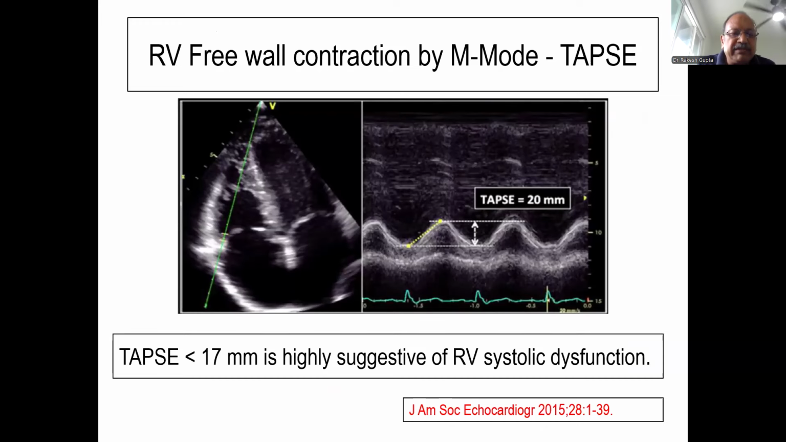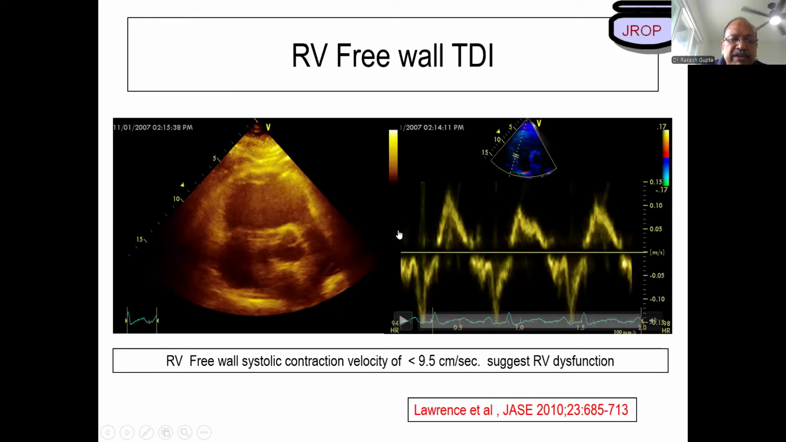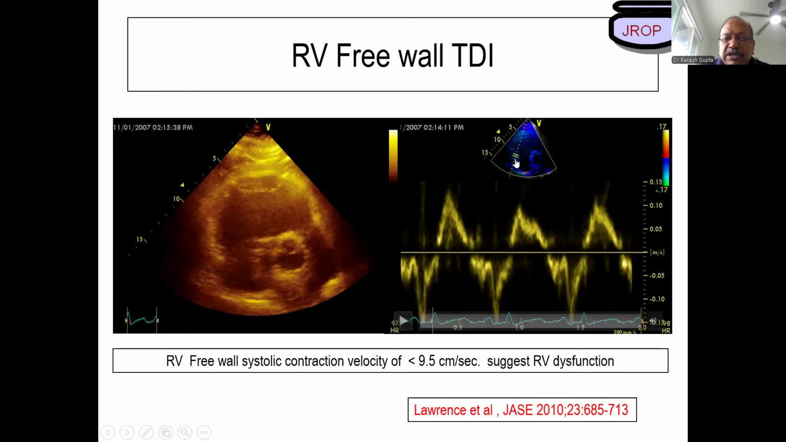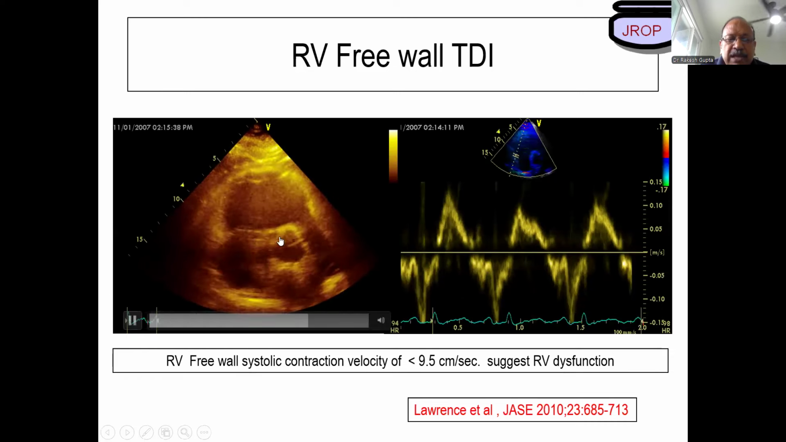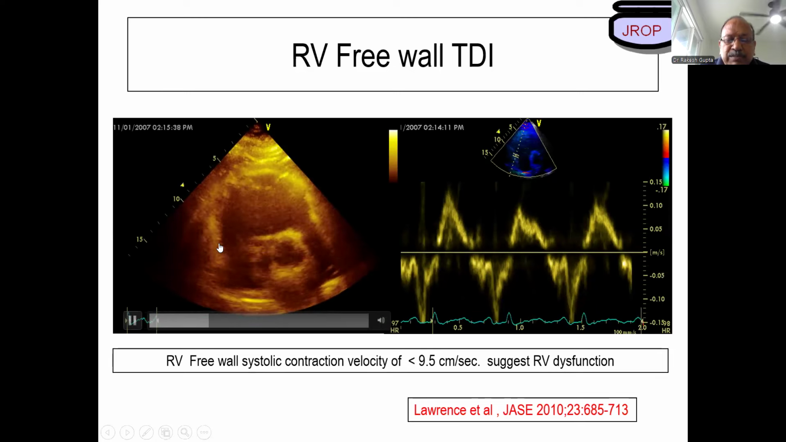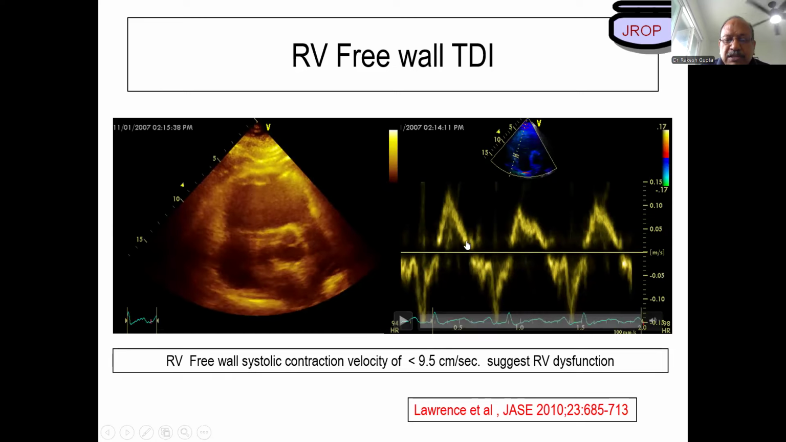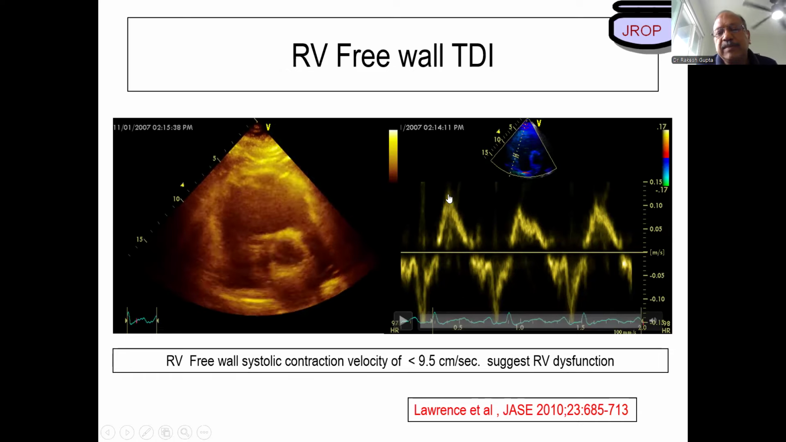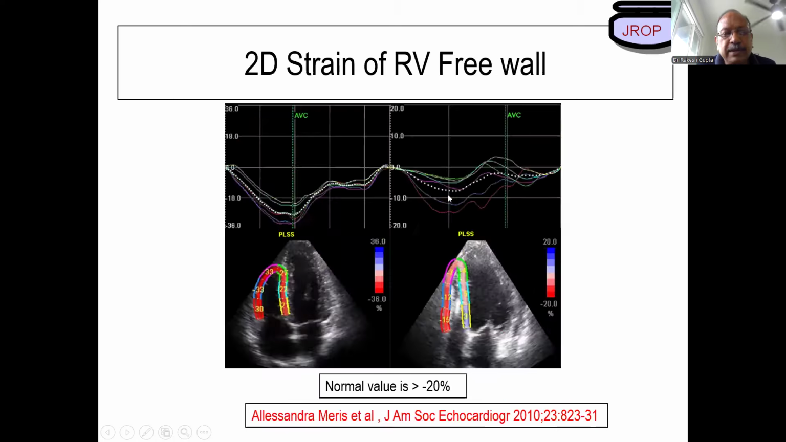Across the RV free wall, we have just put a line across this RV free wall to measure the systolic anterior motion, the tricuspid annulus plane systolic excursion. Same thing, if I put my pulse wave sample volume at the RV free wall, in this short axis view or in apical 4-chamber view, you put a sample volume at this point, what you get is a systolic forward flow. Systolic contraction of RV free wall. Clear? Yes, sir.